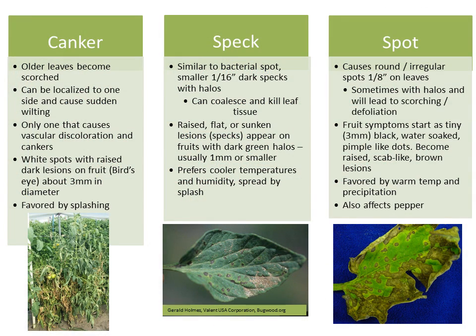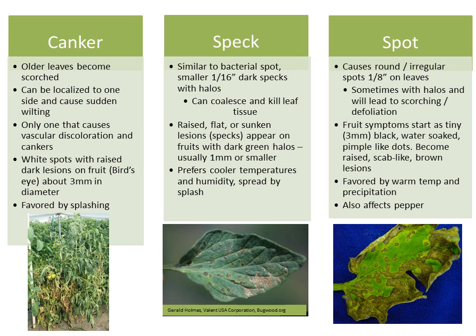Again, these are very similar diseases, but they do differ in significant ways. In canker, older leaves become scorched. It can be localized to just one side of a plant, and it causes sudden wilting. This is the only disease of these three that causes vascular discoloration. In cankers, the fruit itself shows white spots with raised dark lesions, sort of like a bird's eye appearance, and they're about 3 millimeters or 1/8 of an inch in diameter. This disease is spread by splashing, but also by contaminated seed.